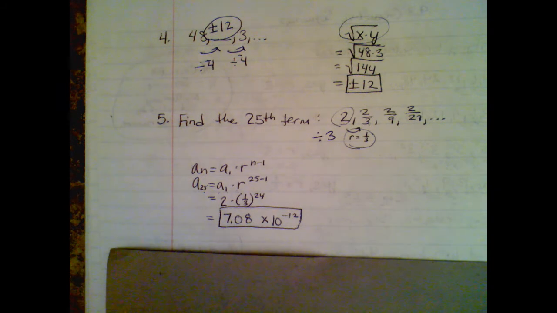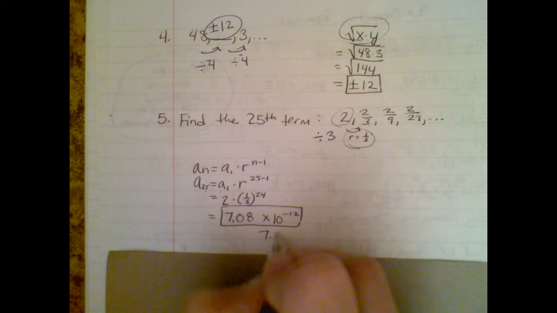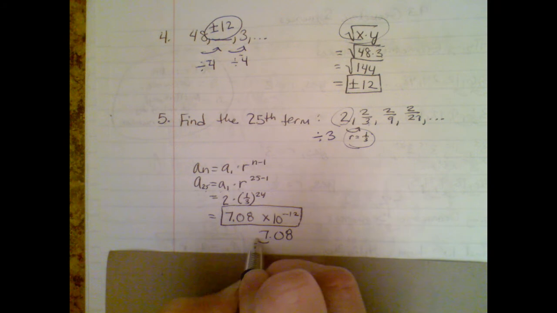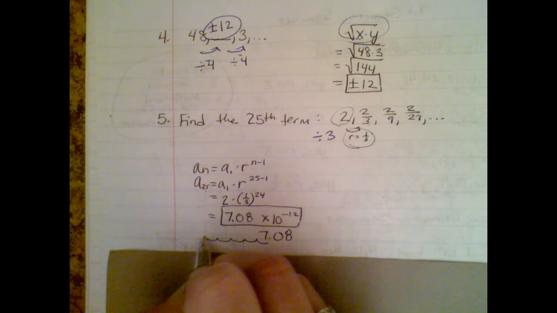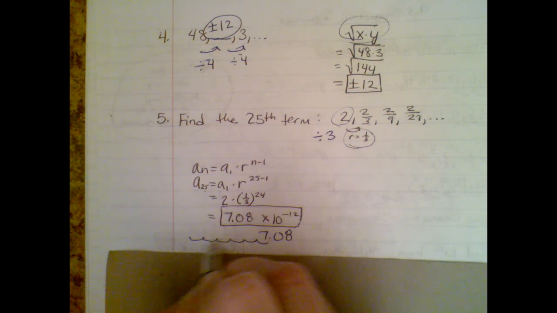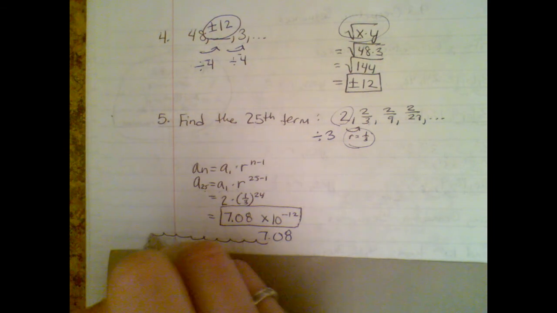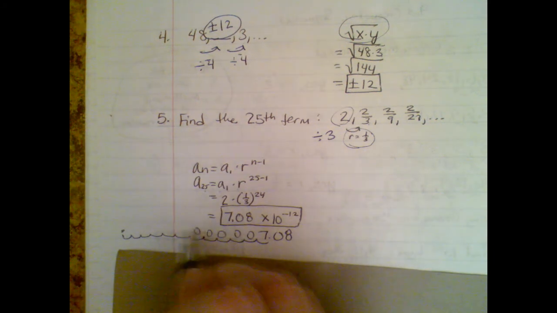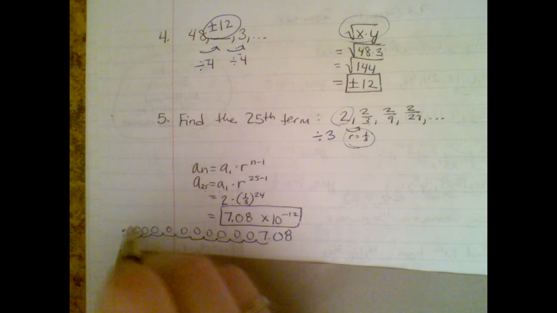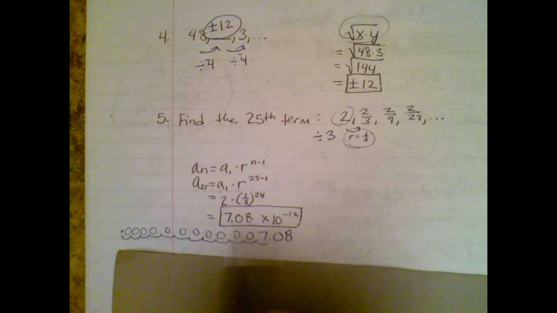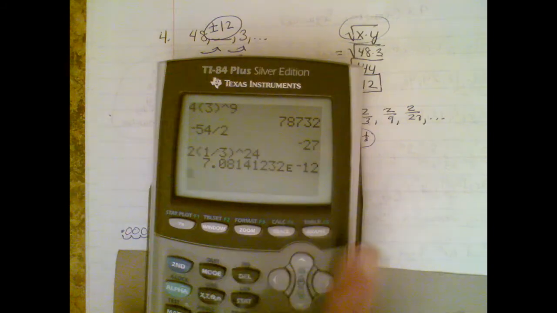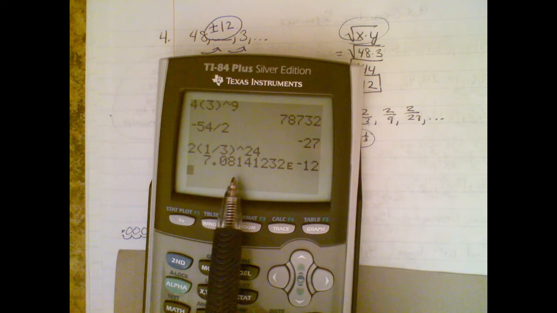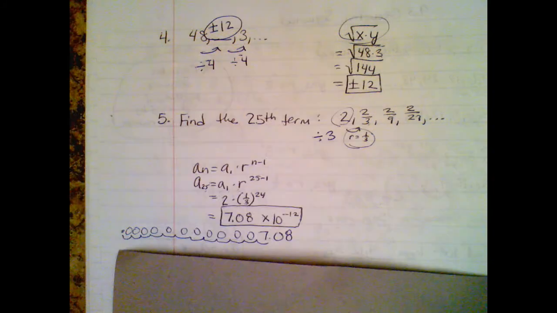If you're curious what this truly means, we have 7.08 and then we are moving that decimal back to the left 12 places. So 1, 2, 3, 4, 5, 6, 7, 8, 9, 10, 11, 12. So our decimal would go here, and then we would have zeros in all of these place values. So instead of having to go to all this trouble of writing this decimal, you can just leave it in scientific notation. And again, this is how it looked on the calculator with the e to the negative 12. So that just means 7.08 times 10 to the negative 12th power in scientific notation.